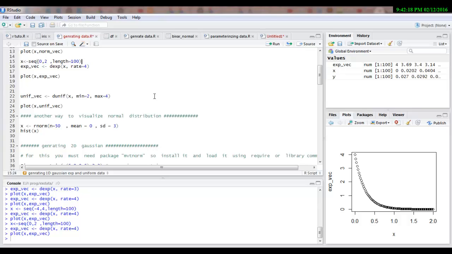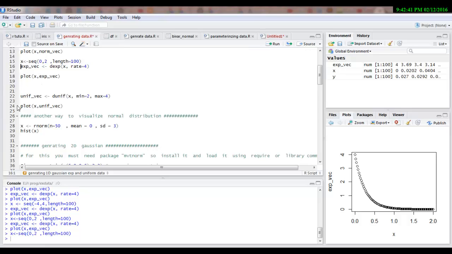So the next model that we are going to see is the exponential model. This is the command using which we are going to generate a vector of length 100 which has values between 0 and 2. Using this, you will generate the vector X.